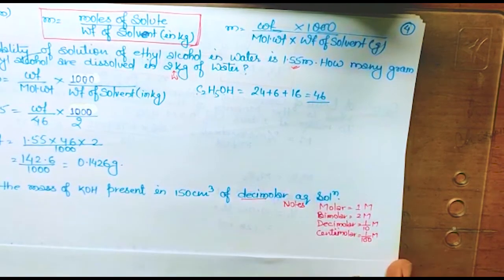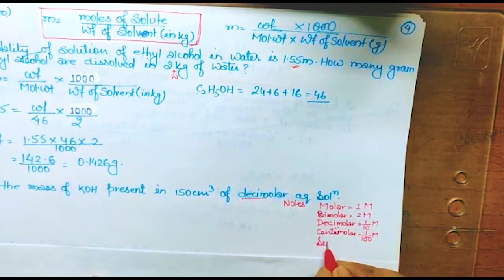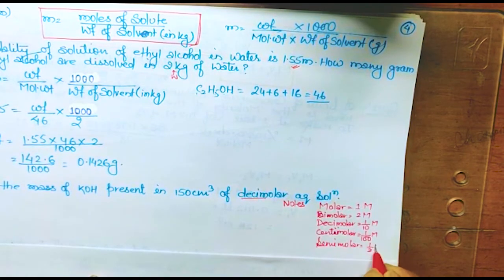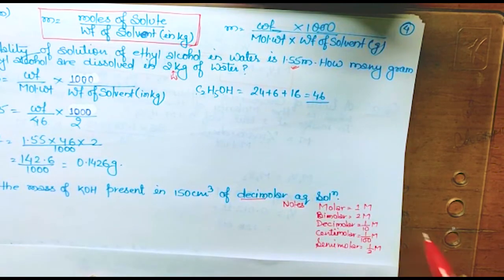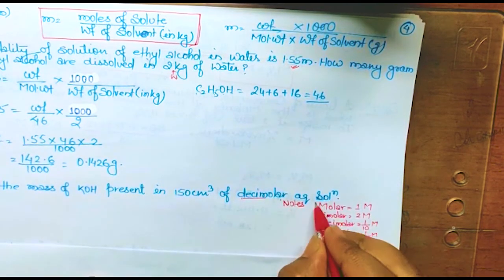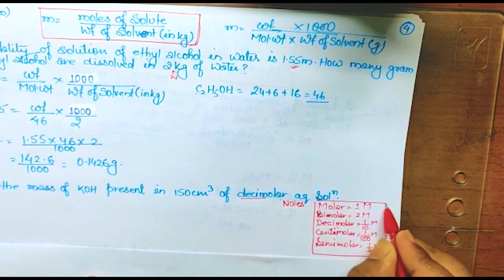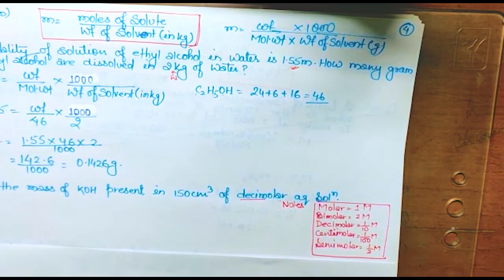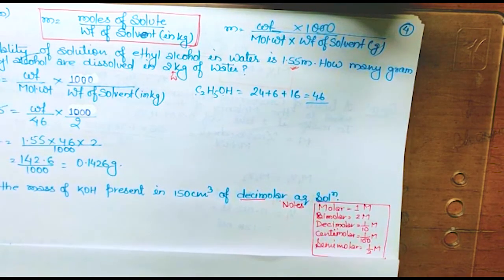Like semimolar. So what does it mean? 1 by 2 M. So you got this meaning? Yes, did you understand this meaning? Is there any doubt in this? Okay, so let's solve this question.